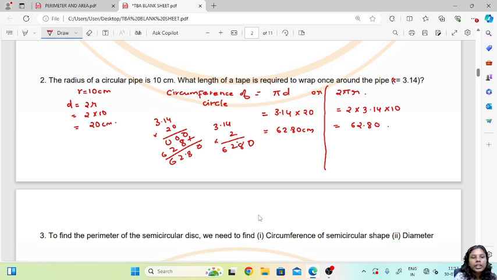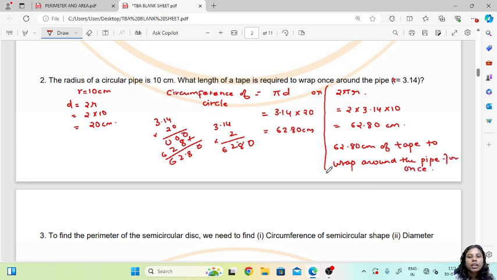So if the radius is given, we use 2 pi r. If diameter is given, we use pi d. The answer is going to be the same in both the cases. So we need how much? We need 62.80 centimeter of tape to wrap around the pipe once.